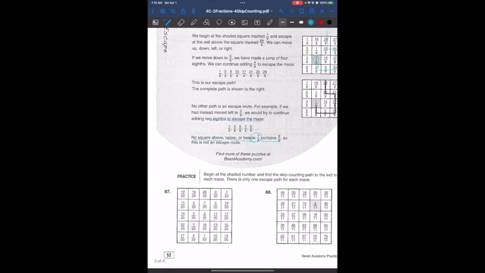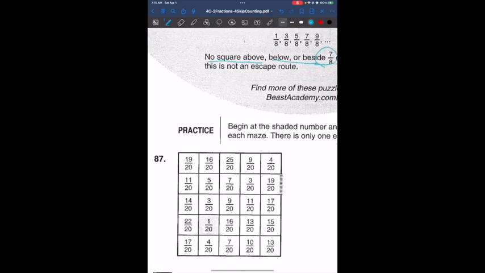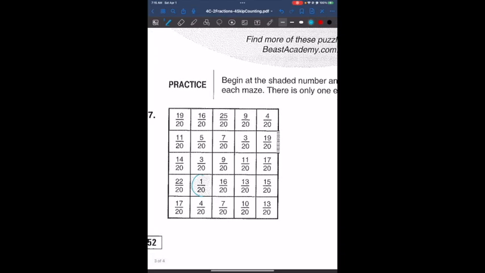And so now we're going to solve our own escape. Now we're going to try to escape our mazes using some practice problems. And so in problem 87, we're going to start with 1 over 20 that's shaded, and then our exit is going to be at 19 over 20. And so we can go four ways, but I'm going to choose to try and go upwards.